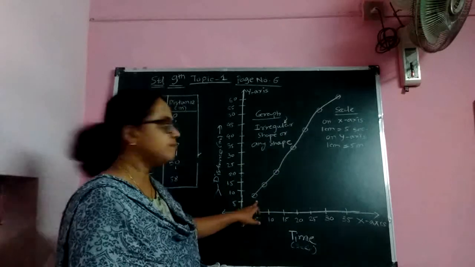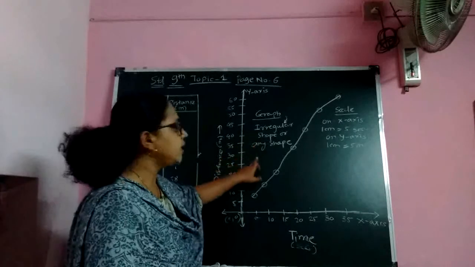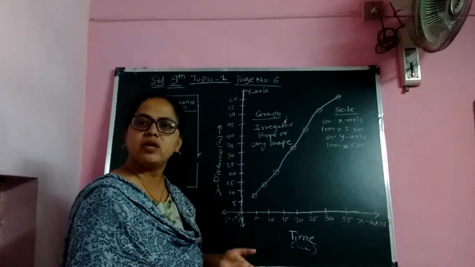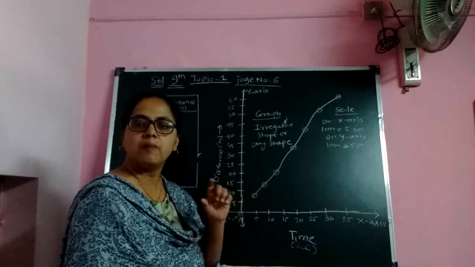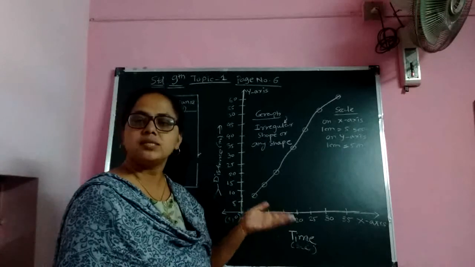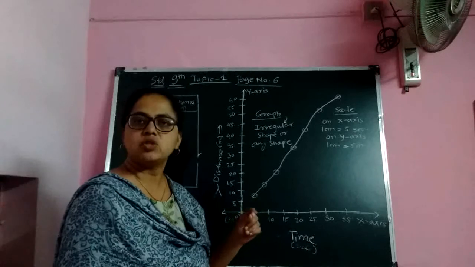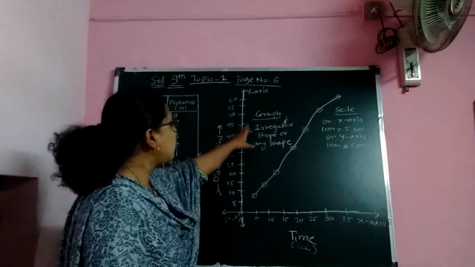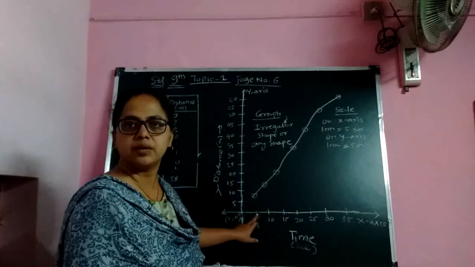You can see here, the graph of non-uniform motion is of irregular shape, or you can say any shape. Irregular means it doesn't have any peculiar or particular shape. When we see the graph of uniform motion, it is a straight line. We have seen that. But for non-uniform motion, the graph is of any shape or irregular shape.